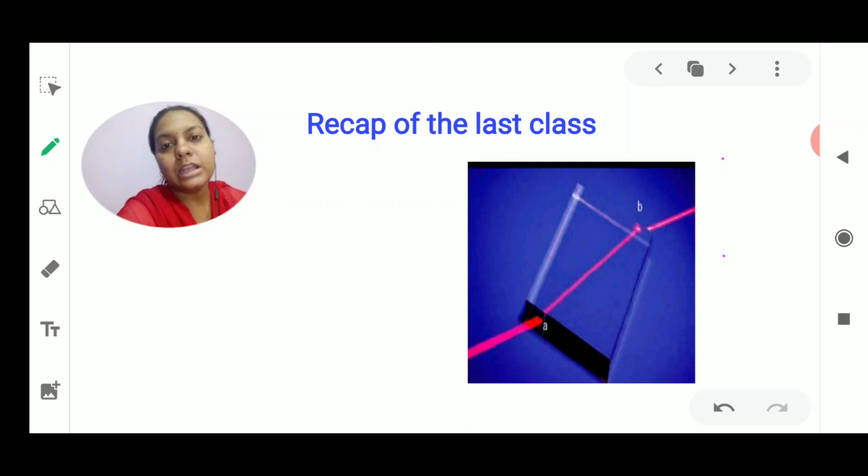Now in the first part we discussed the reflection of light, where we have seen that reflection is the process by which light travels in a medium, then strikes a reflecting surface. It is reflected from the shiny surface, where it follows the laws of reflection.